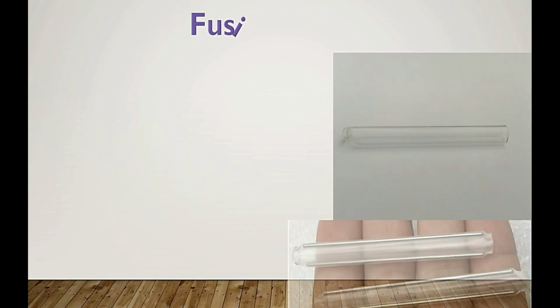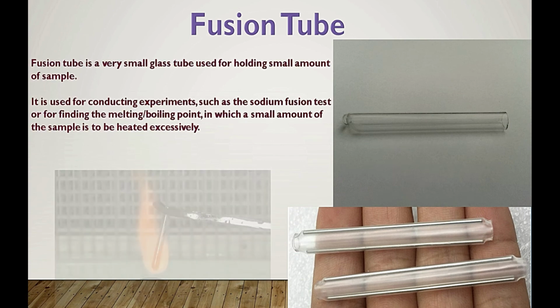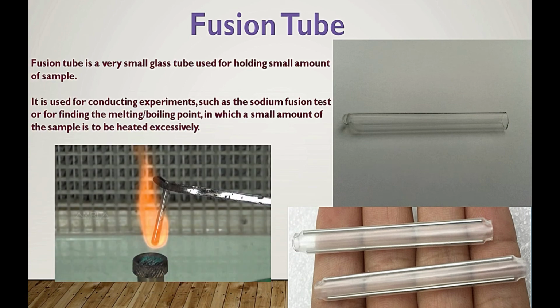The next apparatus is fusion tube. These are just like small test tubes. Fusion tube is a very small glass tube used for holding a small amount of sample. It is used for conducting experiments such as the sodium fusion test or for finding the melting and boiling points in which a small amount of the sample is to be heated precisely. Here you can see the example. This is an example of sodium fusion test.